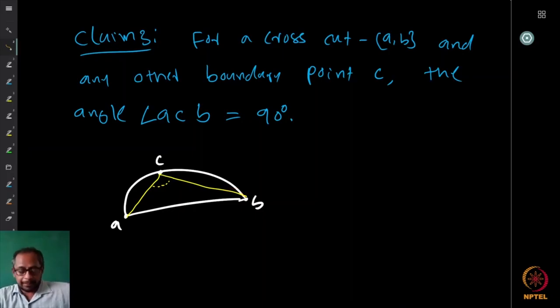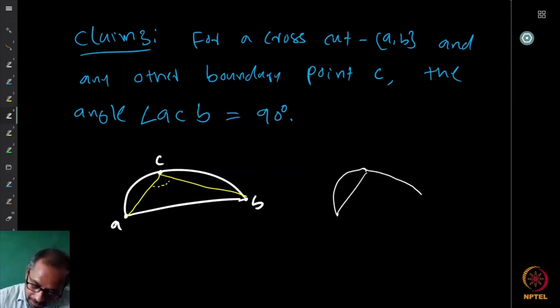Now, why is this true? Can you prove that it must be 90 degrees? I want you to think about this. Let me give you some idea. You think about it for some time and then you listen to my idea, then you try to finish the proof. So here is the idea. Suppose not. So we have some angle, let's say this is AC, then you have CB, and this is AB.